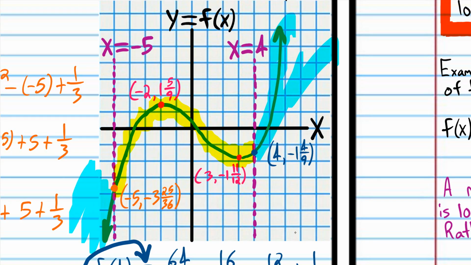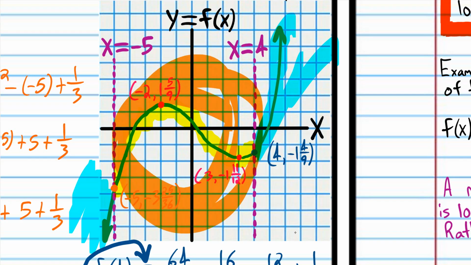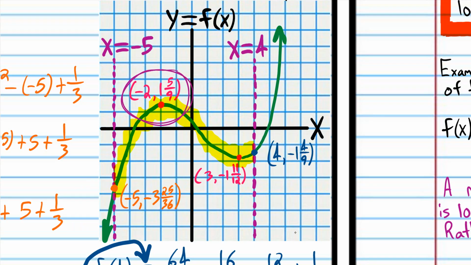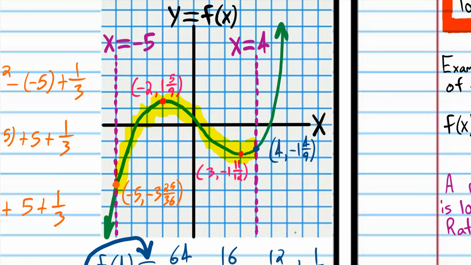So of all the points that are in this orange interval that we're analyzing here, which point has the biggest y value? Well, that would be this point, obviously. So the absolute maximum value, in the previous problem we couldn't find an absolute maximum value, but now we can. The absolute maximum value on this interval is 1 and 5/9.